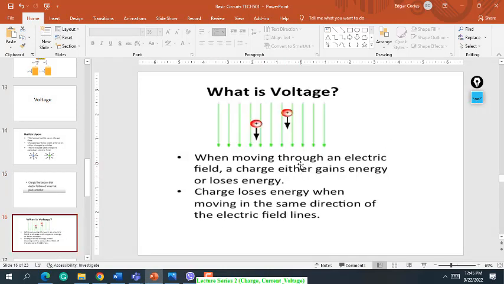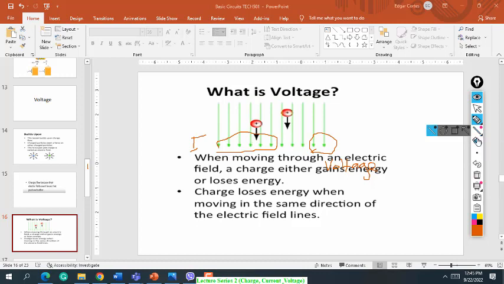So here we will have the formal definition of voltage. We have a material, for example the cross-sectional area of a material, and we have this charge. Let's say this material is positively charged, that's why you see two positive protons. When moving through an electric field, the charge either gains energy or loses energy. Charge loses energy when moving in the same direction of the electric field line. Because of that movement, it produces heat. And remember, heat is also an energy.